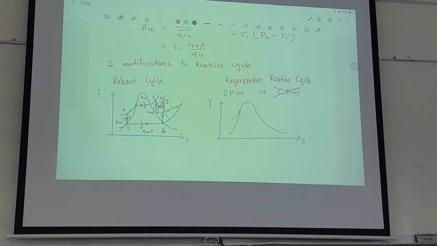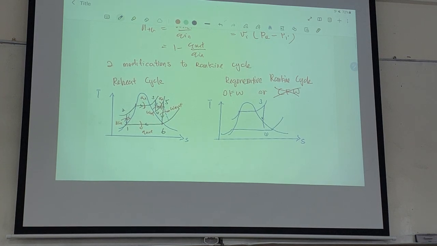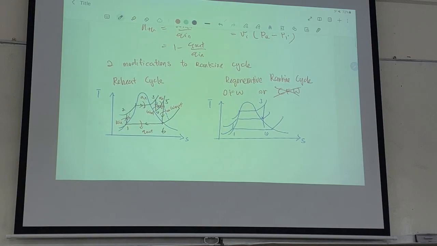Okay, so maybe we start from 3, okay? So from 3 to 4, we open another path here. So here 1, 2. So we send some of the vapor from 3 back here. So here you get another 3 to 4, 6 to 8, 5, 6, 7.